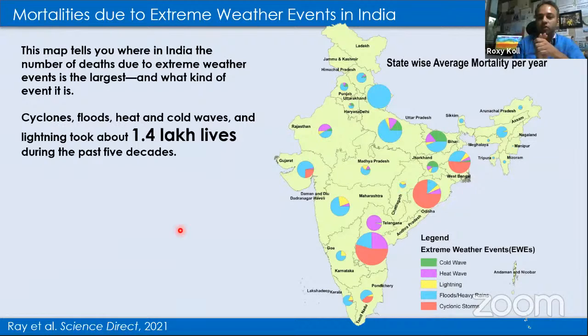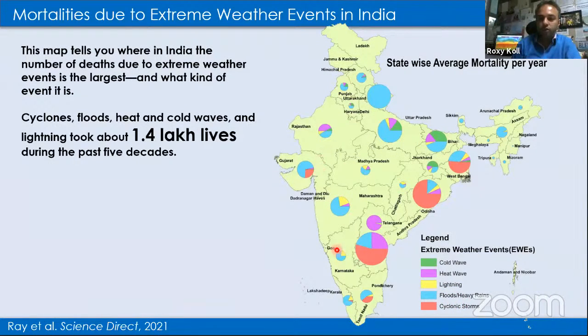So coming to the cyclones, why is it important? Cyclones are one of the most severe extreme weather events, especially for South Asia and India. And this is a map that tells you where in India the number of deaths due to different extreme weather events are the largest and what kind of event it is. Generally, for most of India, if you look at the map, it's categorized for different states, and you can see different pie charts belonging to different extreme weather events: cold wave, heat wave, lightning, floods, cyclonic storms, etc.